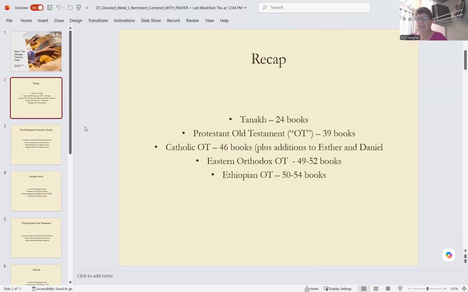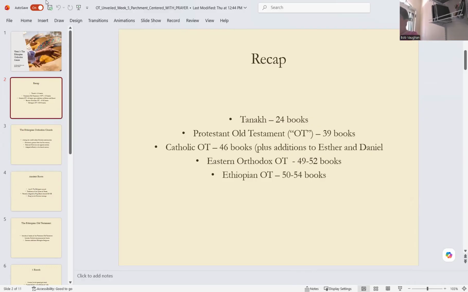Plus additions to Esther and Daniel. The Eastern Orthodox Old Testament has 49 to 52, depending on which Orthodox church you're talking about. Now, the Ethiopian Old Testament has the most. It has 50 to 54.